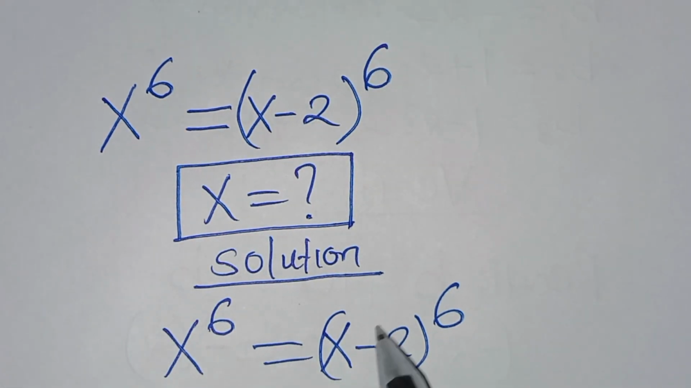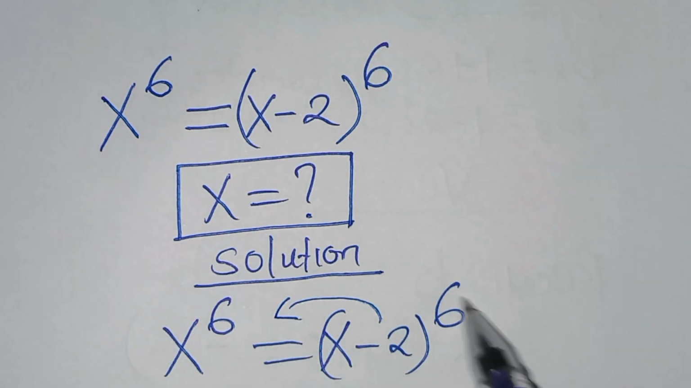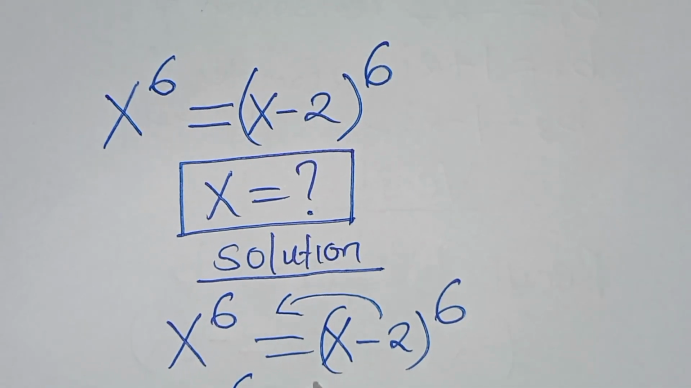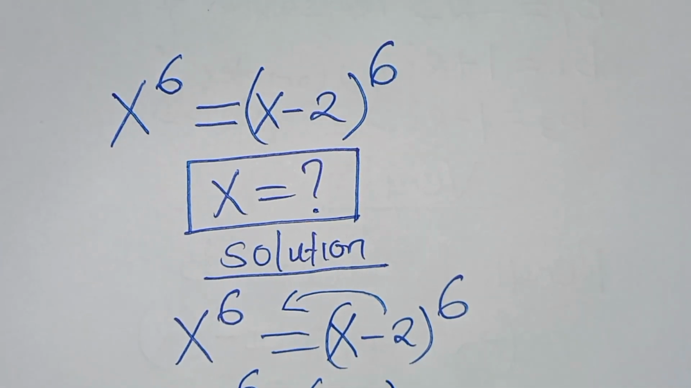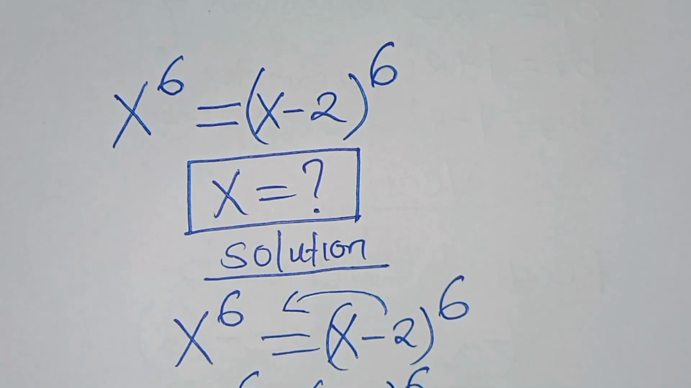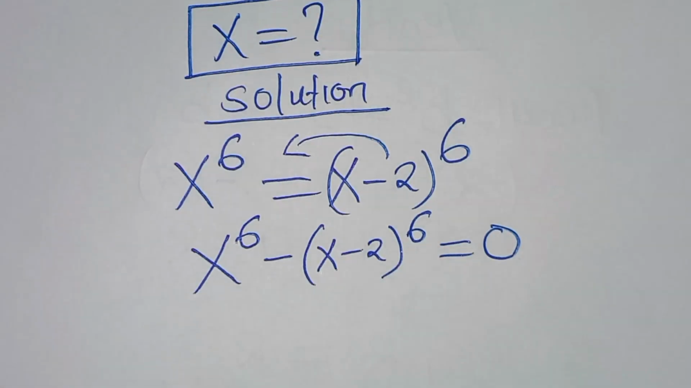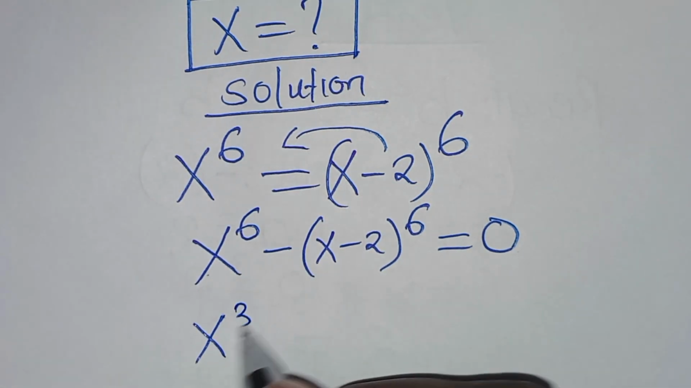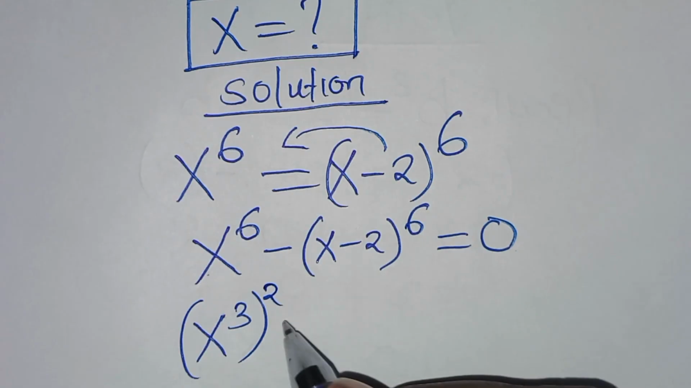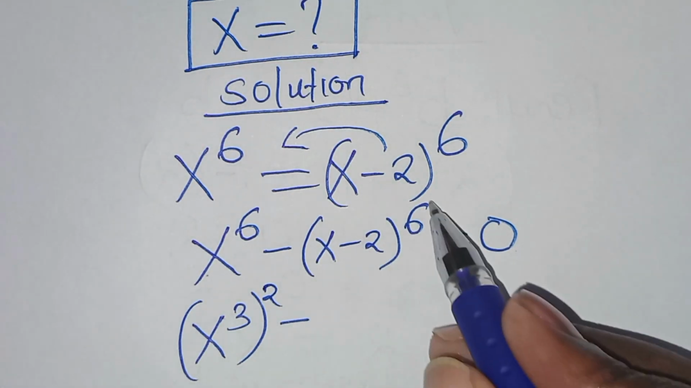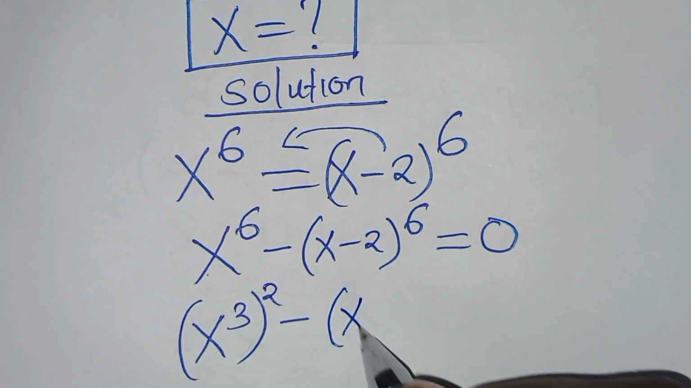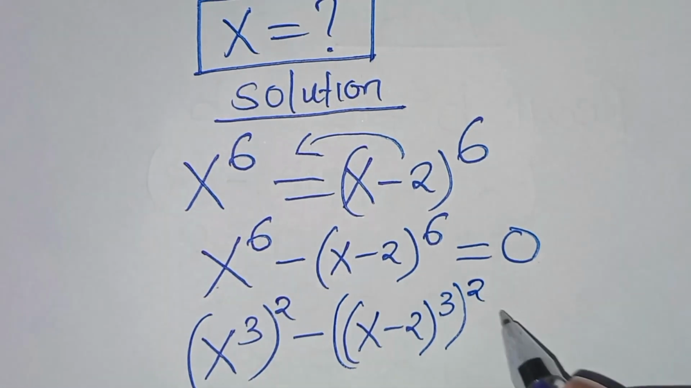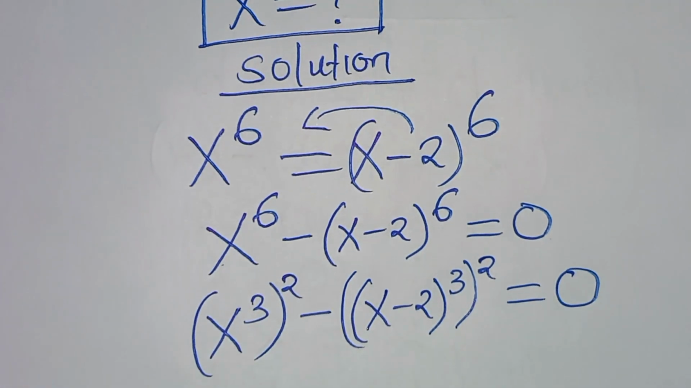The first step is to take (x minus 2) to power 6 to the left hand side, so that we have x to power 6 minus (x minus 2) raised to power 6, equal to 0. The next step is that we can express x to power 6 as (x to power 3) raised to power 2, then subtract (x minus 2) to power 6, which can be expressed as ((x minus 2) raised to power 3) then raised to power 2. This is equal to 0.